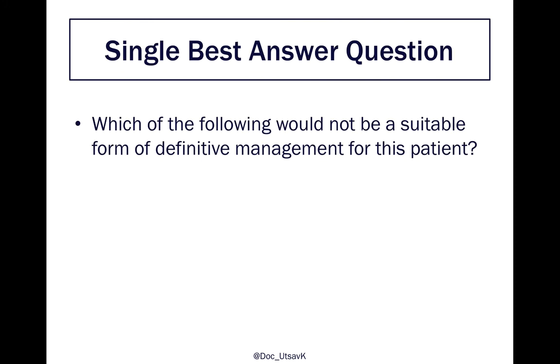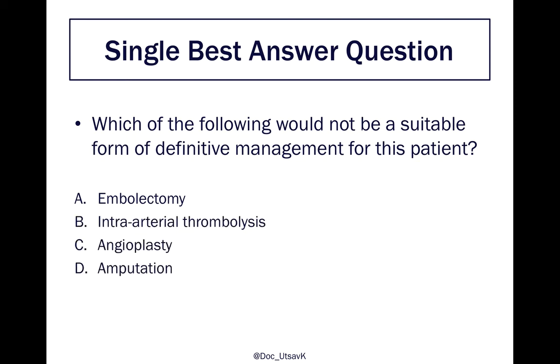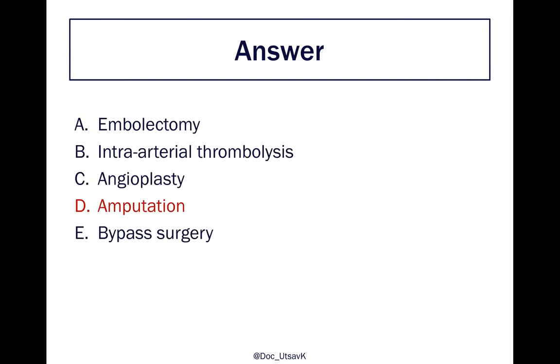So, going back to the single best answer question, which of the following would not be a suitable form of definitive management for this patient that we saw? A 45-year-old gentleman, embolectomy, intra-arterial thrombolysis, angioplasty, amputation or bypass surgery. The correct answer is D, amputation.